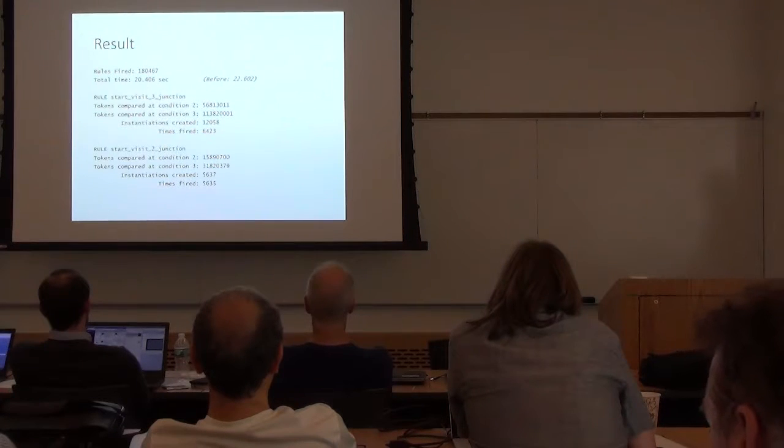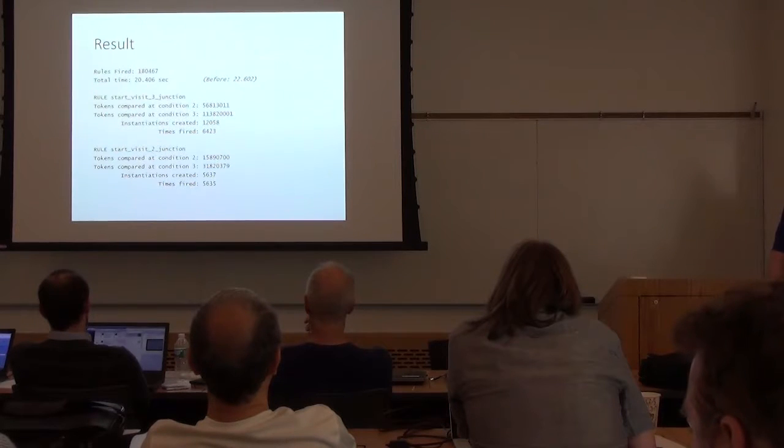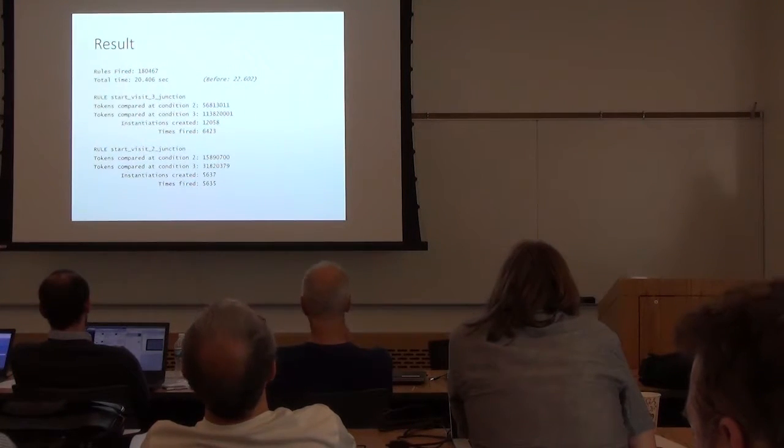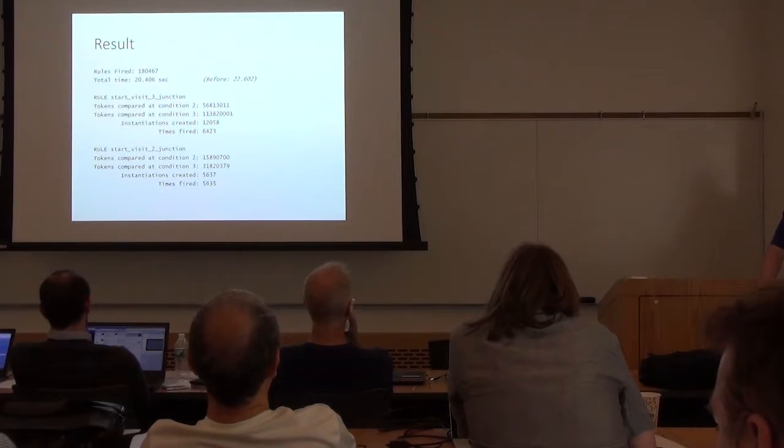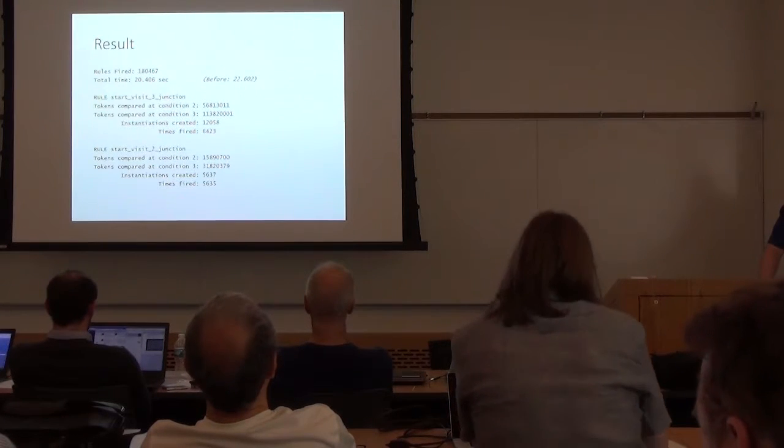The number of instantiations created is improved, because it was 12,000 for the first one, and 5,600 for the second one. But that's all that's improved. The total time is now 20 seconds, where it was 23 seconds. The reason for that is all the new tokens that we're creating and the new condition in both of these rules. So that was kind of a flaw.